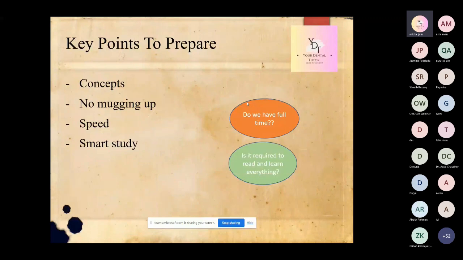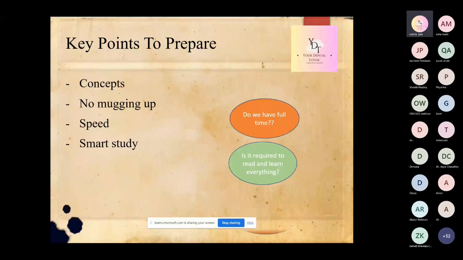There were more than 20 subjects in our BDS. In the stretch of 5 years, we have completed those subjects. But here we have to complete all those subjects within 4 months. So we cannot learn and read everything, and it is not required from the examination point of view. Everything is not asked and everything is not important.